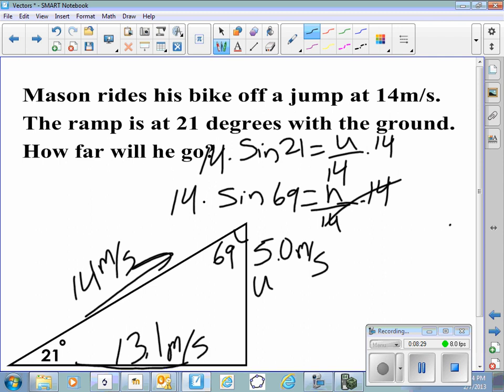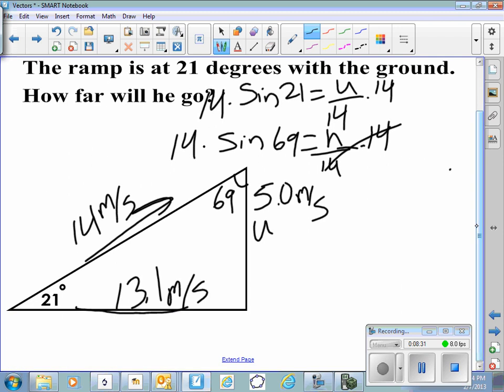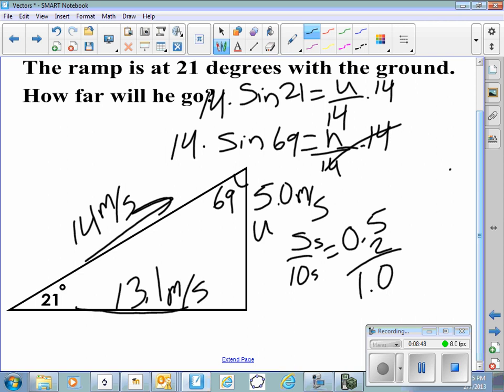So we need to find out how long we're in the air. 5 divided by 10 says we're going up for half a second. So up and down would be 1 second. At 13.1 meters per second, that is 13.1 meters. So I'll go 13 meters on that jump.